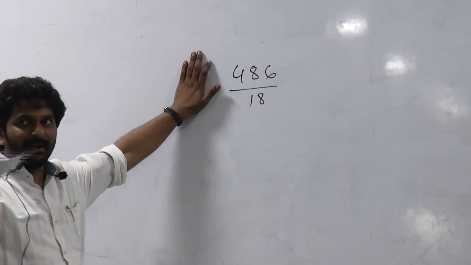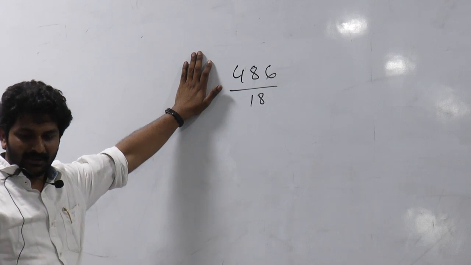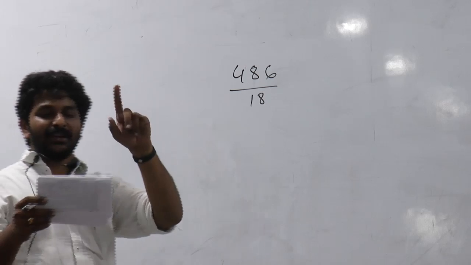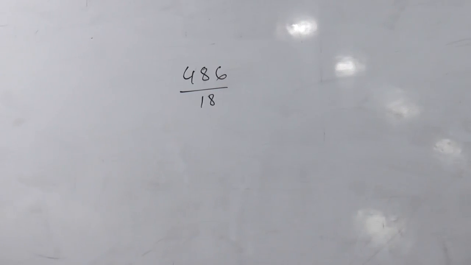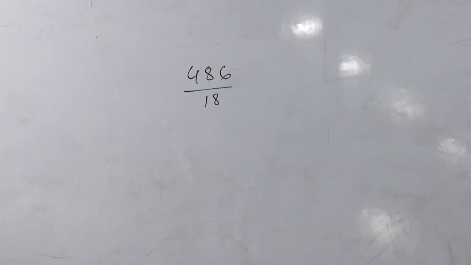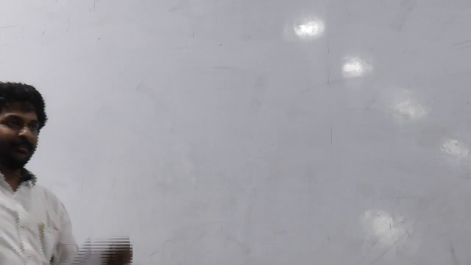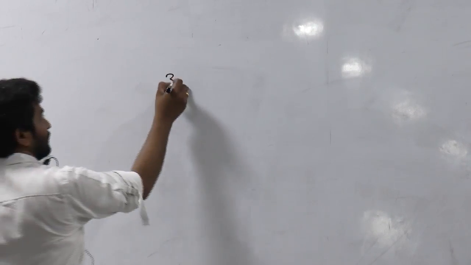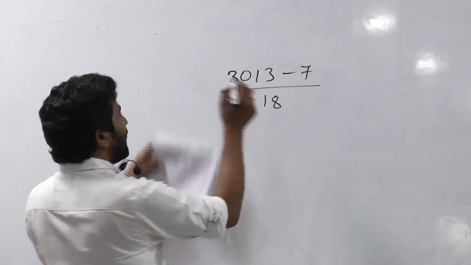But before that, you need to verify whether this is a multiple of 23 or not. This cannot be a multiple of 23. So with this condition, you can eliminate the first option, second option and fourth option. These three options are not multiples of 23. Either the third option or none of these. So to verify whether 3013 is your answer or not, subtract 7 from this number and verify whether it is divisible by 18 or not.